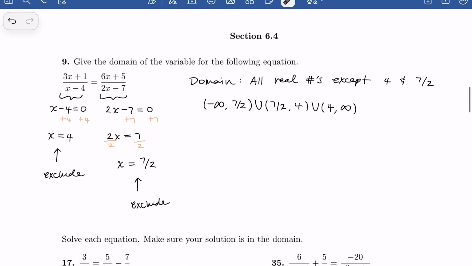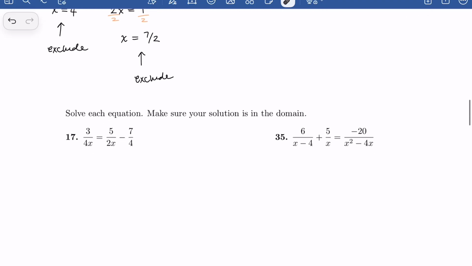But with that being said, let's look at the next two examples. So again, like I said, what we want to do is solve these guys. And whatever solution we get, we need to make sure that they're actually in our domain. So the first thing that we need to do is find the domain for our rational equation. So looking at this one here, we want to figure out which values of x are going to make any of these denominators equal to 0.